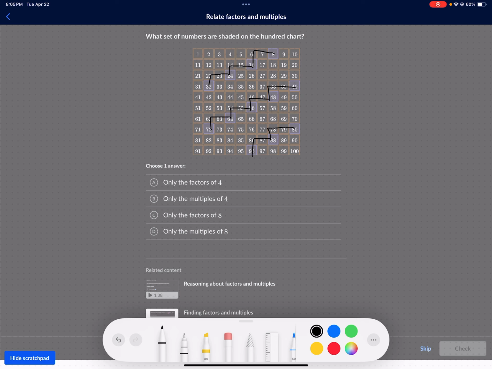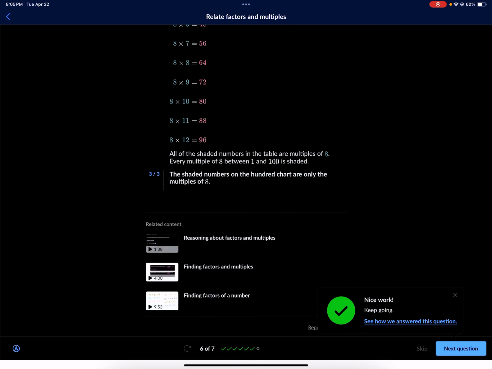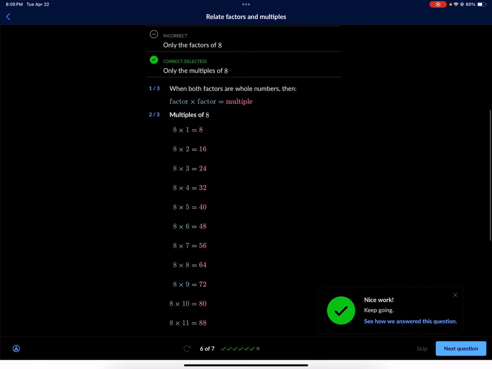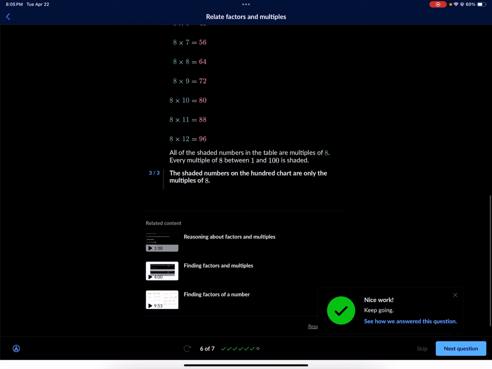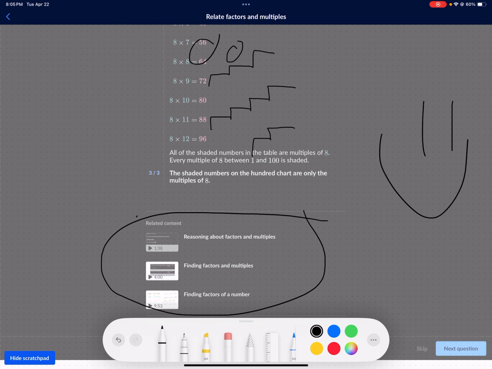So it's not factors, and it wouldn't be factors or multiples of 4 because 4 would be included. And it wouldn't be factors either because then 1 would be included. So D is our best answer because it's the multiples of 8. It's going up. Here's the step-by-step solution. If you got that right, good job. If not, here are the videos. Otherwise, happy studying.